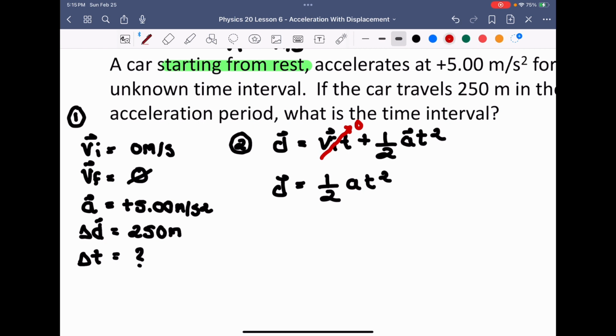We're solving for that time, so I'm going to multiply both sides by 2 to get rid of the 2 out of the denominator. That's going to give me 2 times the displacement is equal to acceleration times time squared. And then I'm going to do kind of a 2-for-1 combo here.